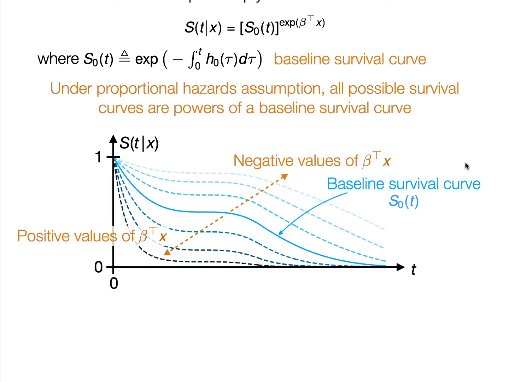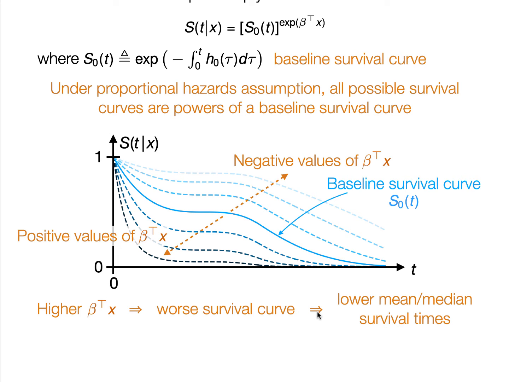So higher beta transpose x implies, in the case where the time-to-event outcome is, let's say, time until death, that we're moving closer to the origin, and it means that we have a uniformly worse survival curve. That also means that if we look at the mean or median survival times, they are going to be shorter.